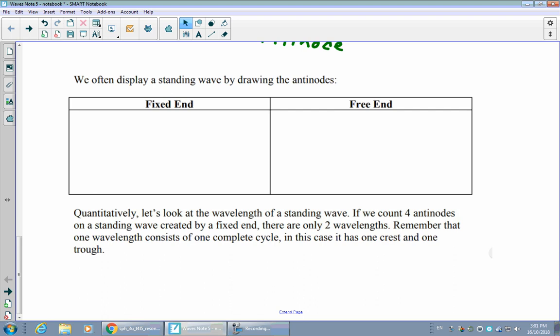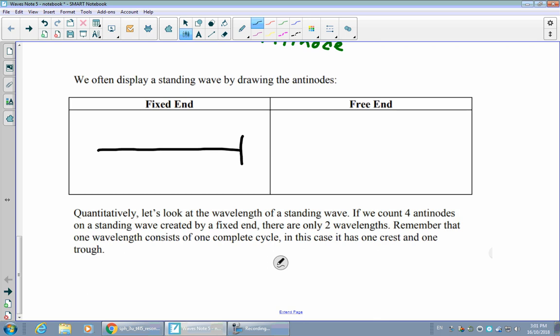But for now, as I said, we're going to try and draw these standing waves by drawing what their antinodes look like. And that'll actually be a little bit different depending on if we're drawing it within a fixed end situation or a free end situation. So when I say a fixed end, I'm going to draw the original rest axis that my wave is going to go around, and then I'm going to draw something to stop it at the end.